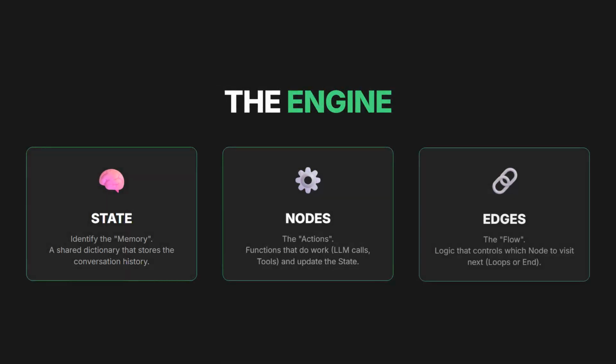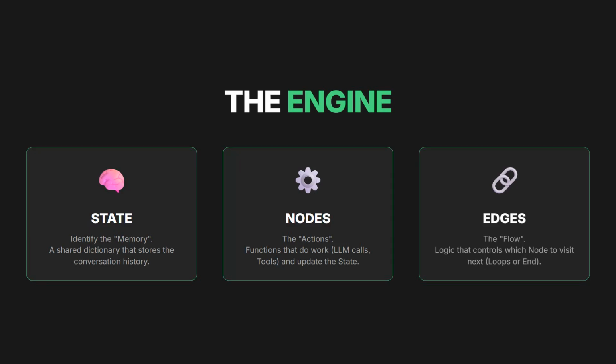Before we use AI, we need to understand the engine that drives it. LangGraph is built on three core concepts. First, the state. Think of this as the memory of your application. It acts as a shared dictionary that persists data as it moves through the graph. Second, the nodes. These are your Python functions. They perform the work like calling an LLM or a tool, and they update the state.